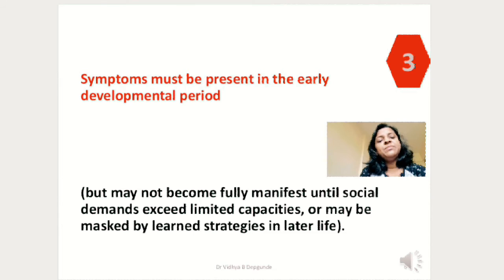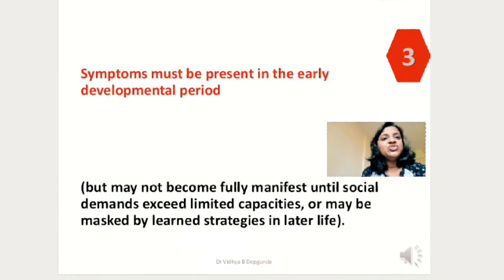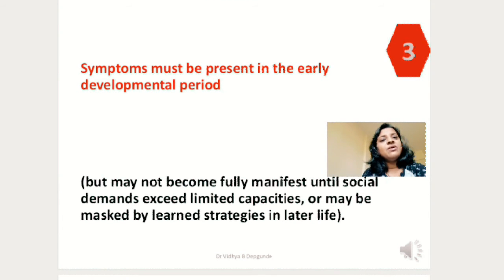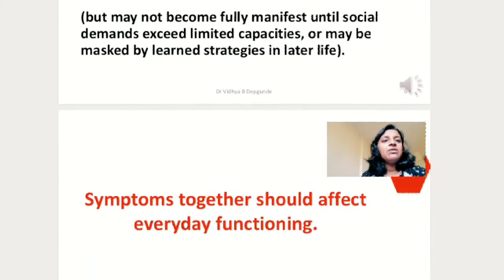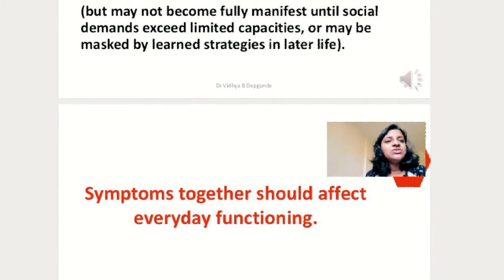But it can happen that parents will not notice that he has autism at this early age. Only when he grows and the demands on him increase, like he has to attend school, he has to play in the ground, and he is not able to do that, then parents come to know. But the symptoms or the picture is seen from very early stages of development. I mean at his age of 2 years or 3 years.